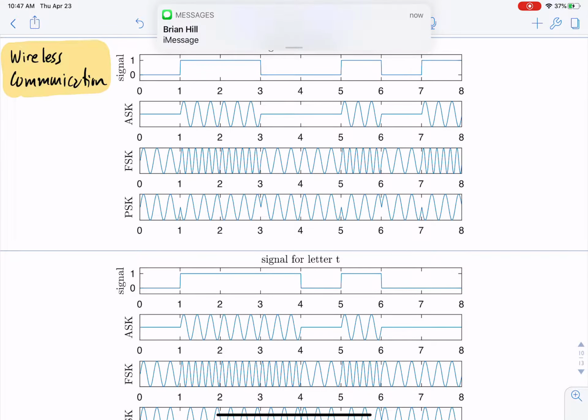Another method would be to send 2 different frequencies. So we have a high frequency and a low frequency, and it doesn't really matter which way you go, but the idea is that you map this one frequency to a 0 and another frequency to a 1, and you go back and forth between those 2 frequencies. So that's a frequency shift key, and another one would be a phase shift key.